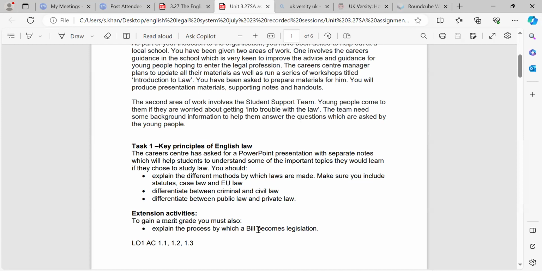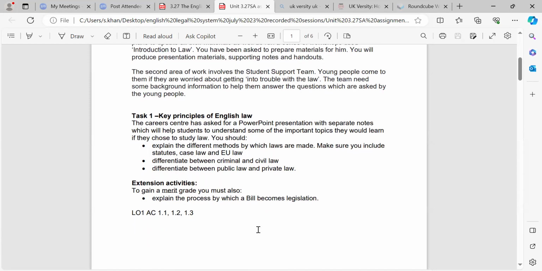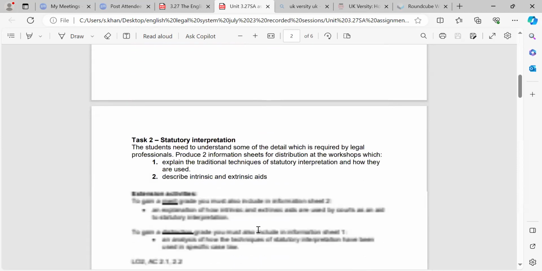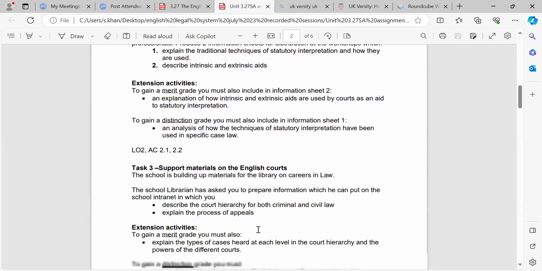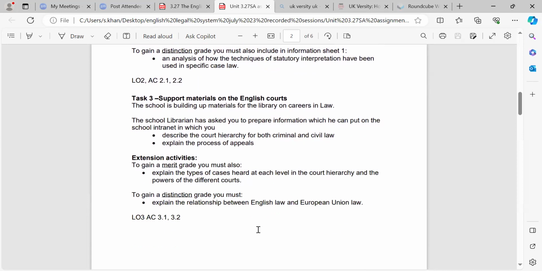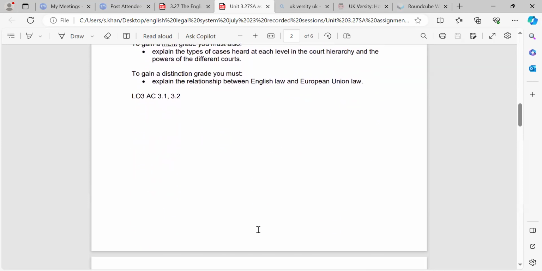So if you're doing the pass, make sure you're doing that. And if you're doing the merit extensions of task 1, make sure you identify that. Task 2, if you're doing the extensions, identify that. And task 3, 4, same for all of them. Make sure you're using Harvard referencing throughout, and make sure you are referencing everything properly.